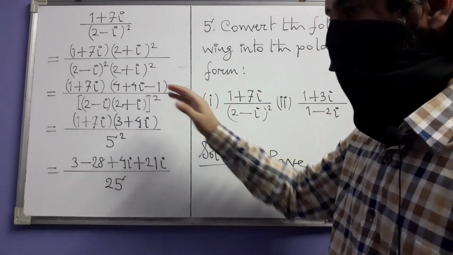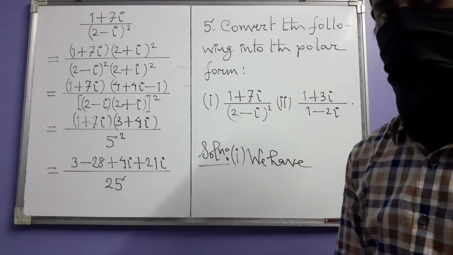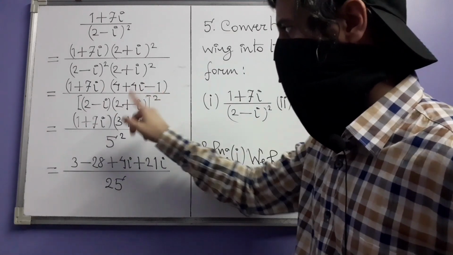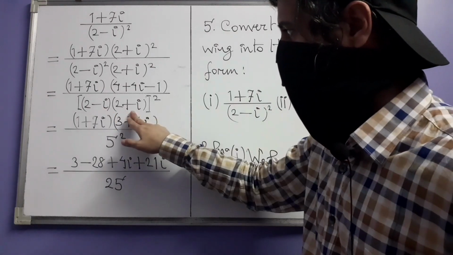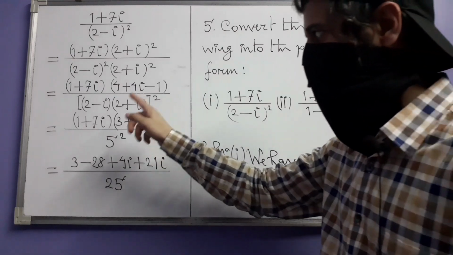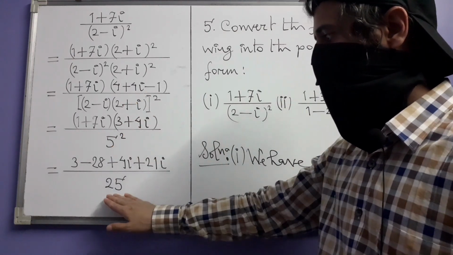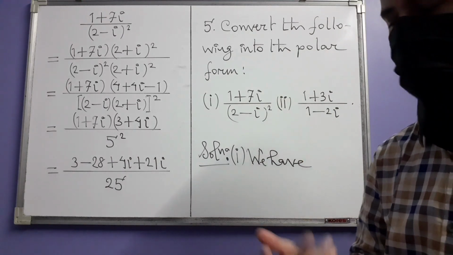And then what advantage does that give you? It gives you this. Without expanding squares, you can take the square on this product entirely, 2 minus i times 2 plus i, and this becomes 2 square minus i square. Minus i square is plus 1 and 2 square is 4, 4 plus 1 is 5, so you have 5 square. So that way you have 25 as the denominator, which is a real number.